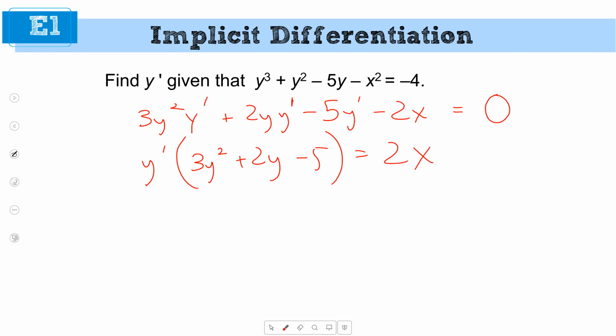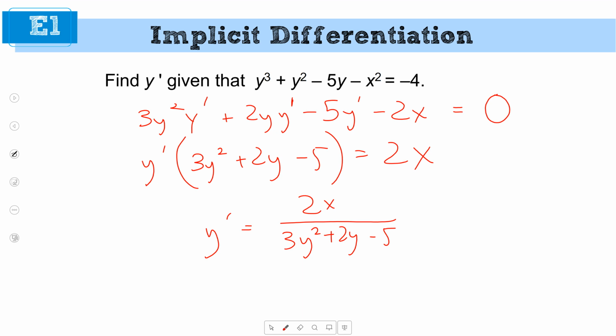No, that wasn't magic. That was real math. Brian, what did I do? Couldn't have said it better myself. Thank you very much. Last step. How do I get y prime by itself? Divide. y prime is equal to 2x over 3y squared plus 2y minus 5.